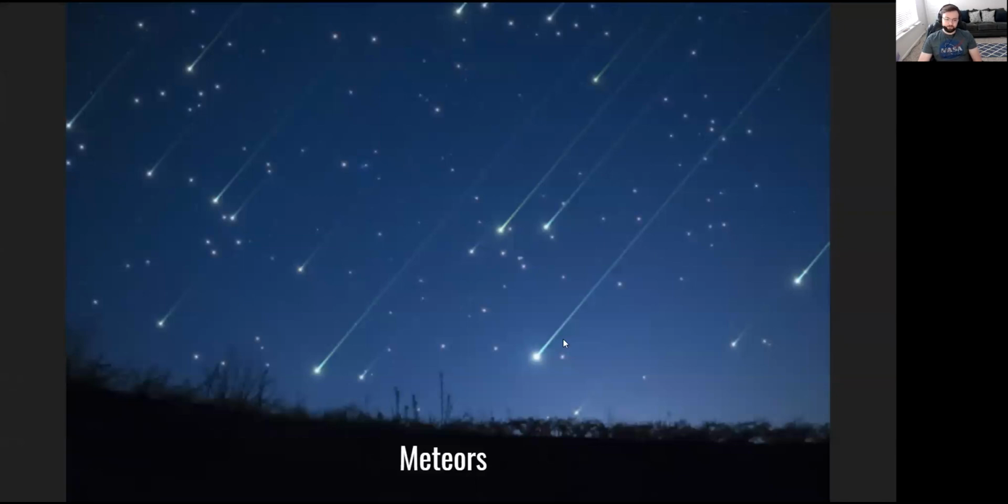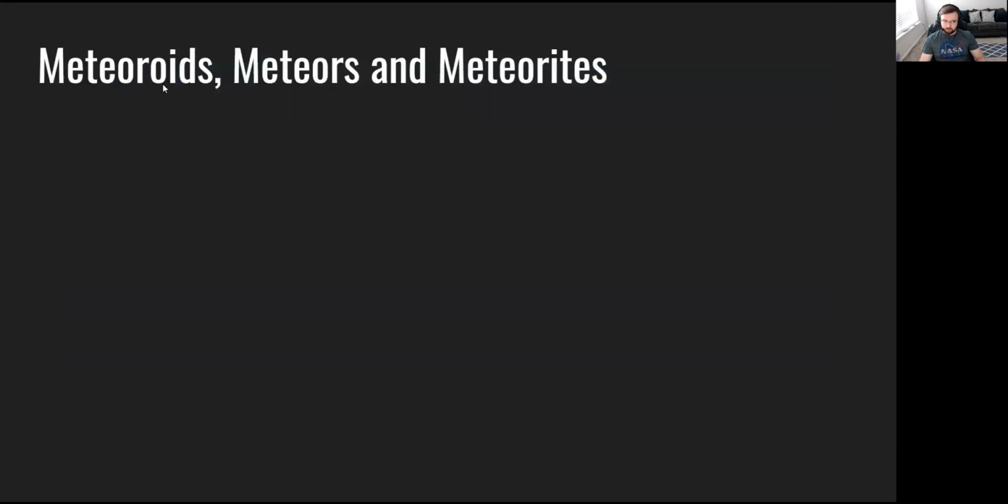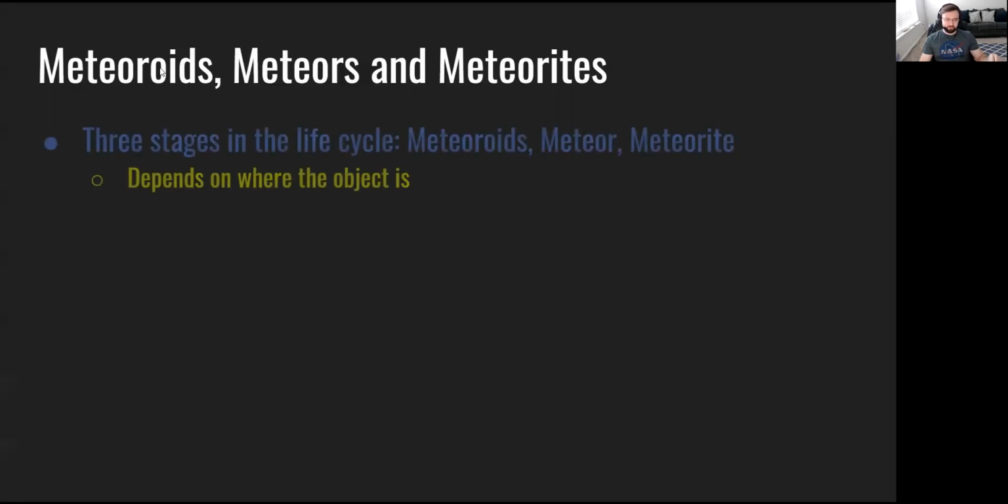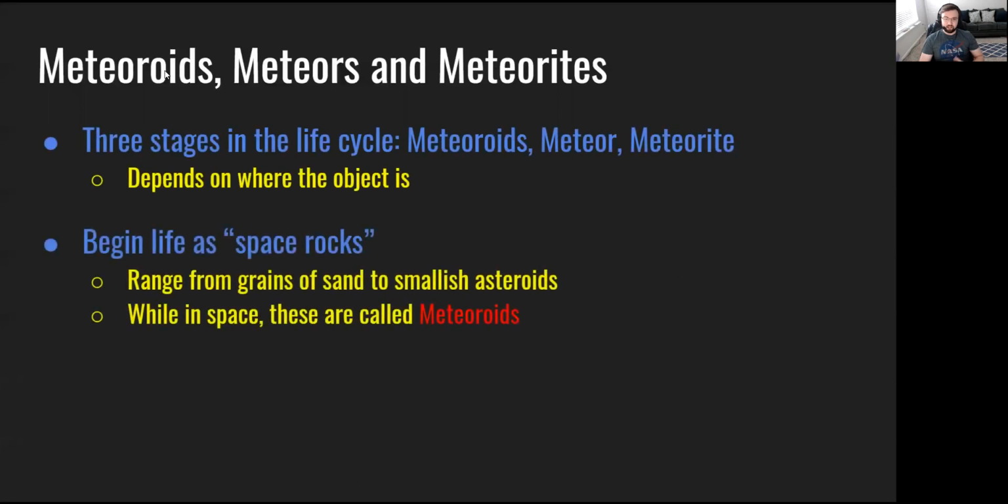All right, meteors. So meteors are actually one stage of a three-step life cycle. So we have meteoroids, meteors, and meteorites. I feel like this is unnecessarily confusing, but this is how it works. So there are three stages in the life cycle of these things, and it depends on where it is. They begin life as just little rocks in space. If they go from as big as a grain of sand all the way up to almost an asteroid, we would call it a meteoroid.